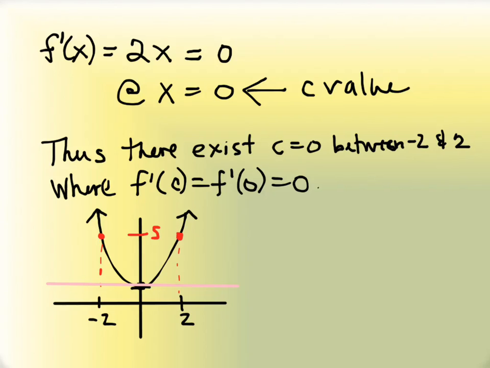So this is what it means to illustrate this diagram with a picture. Okay, this is the illustration we're looking for, the graph that shows that horizontal tangent line, and that it's occurring at the C value that is between the x values of the endpoints of my interval.